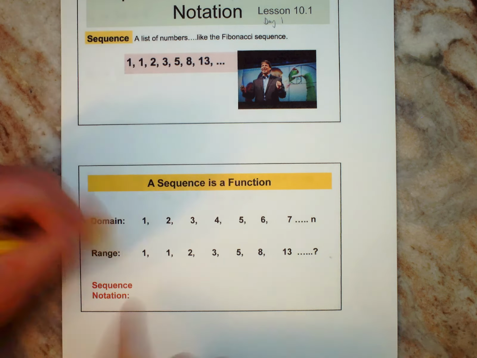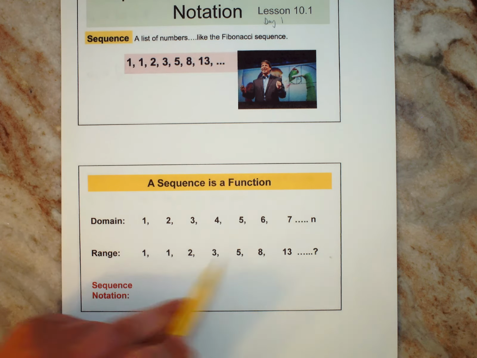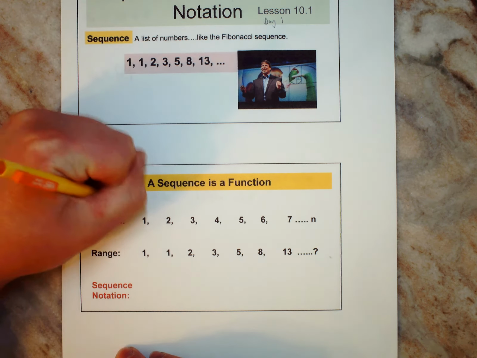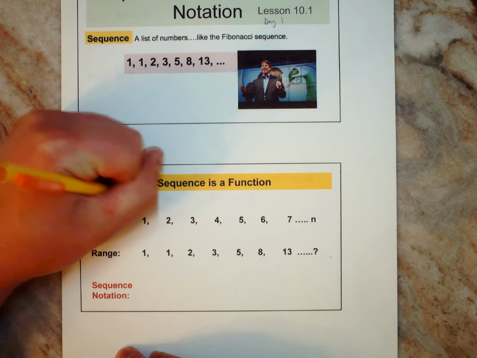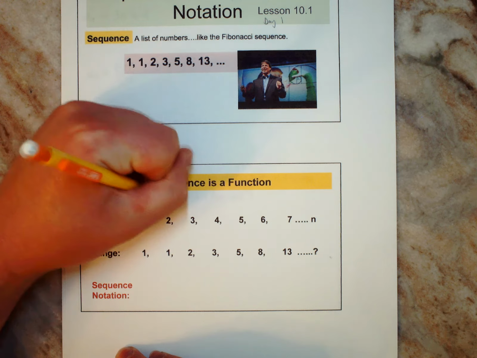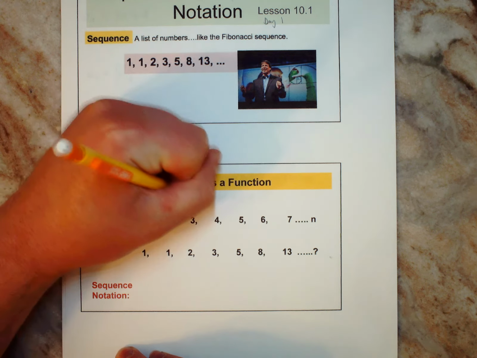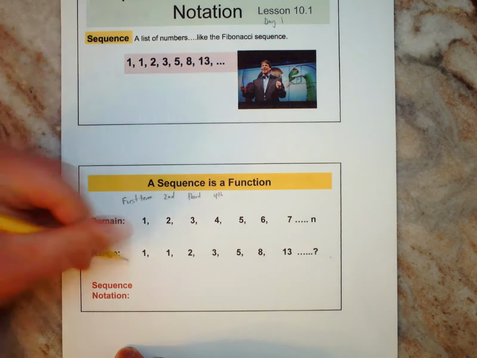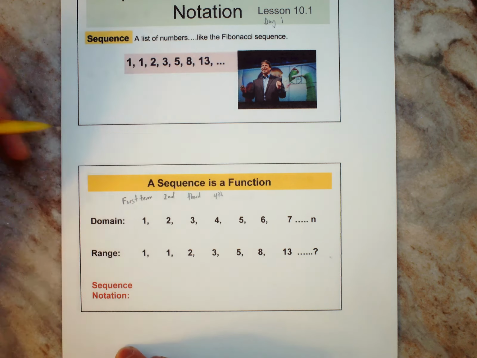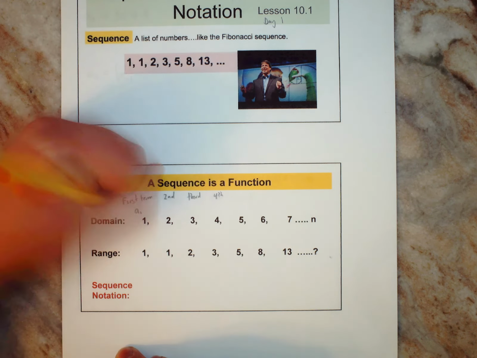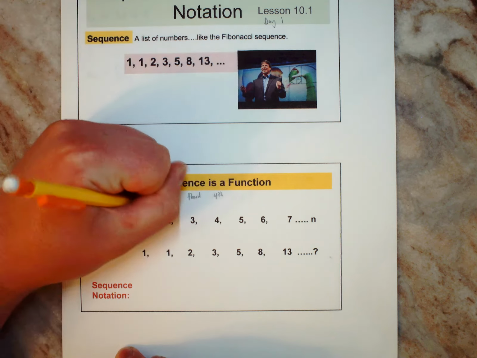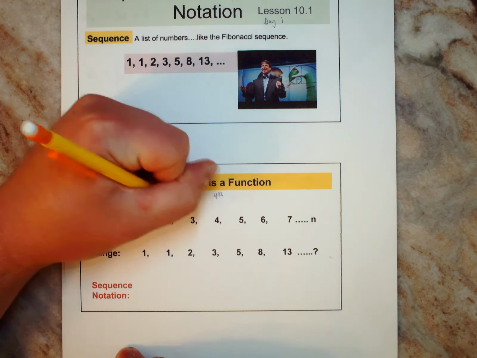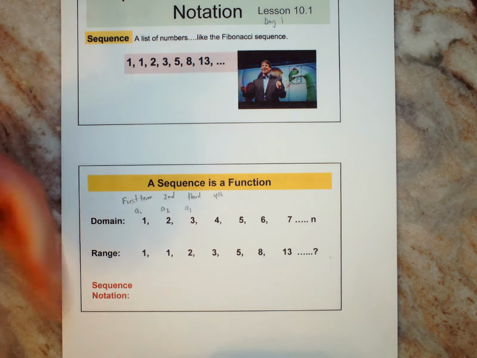Here's the Fibonacci sequence: 1, 1, 2, 3, 5, 8, 13. This is the first term, this is the second, this is the third, this is the fourth, and these are the actual values. So this would be a sub 1, which is the first term. This is a sub 2, the second term. This is a sub 3, like a subscript. The subscripts are the domain.